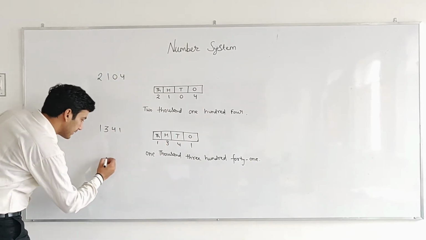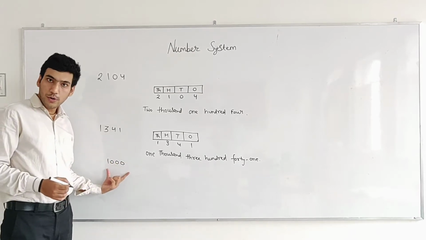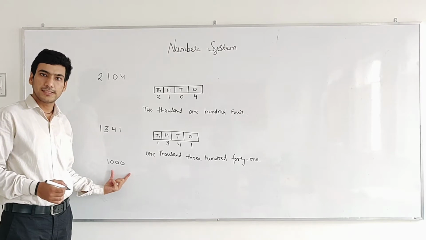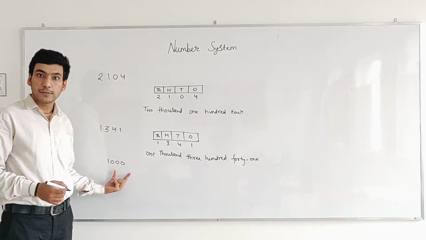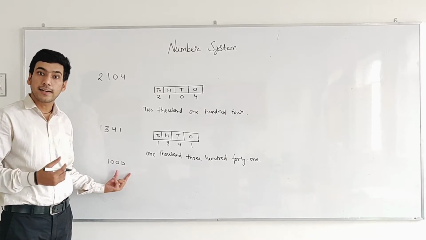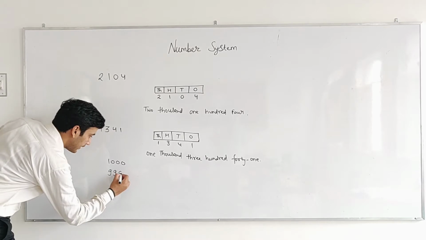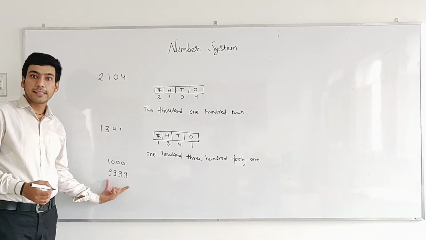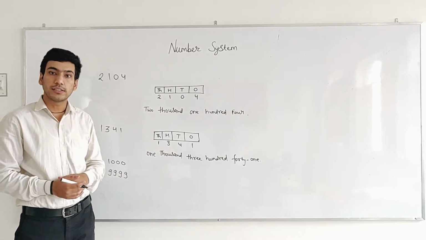Now if I am writing another number, you all know this is the smallest 4-digit number. And what is the largest 4-digit number, or we can say the greatest 4-digit number? 9, 9, 9 and 9. This is your greatest 4-digit number. Now how can I say this is my greatest 4-digit number?